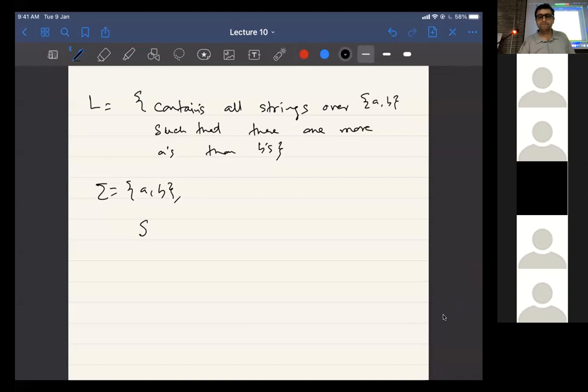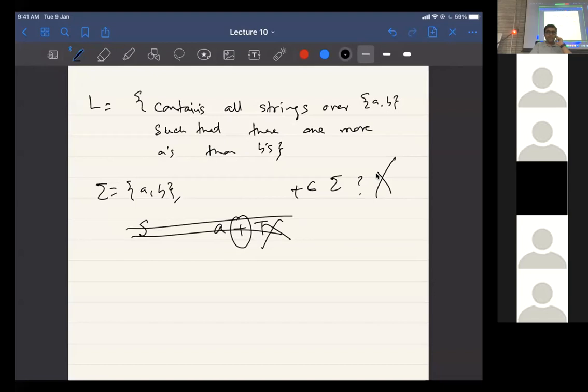Sir, can we put A plus T instead of AT? A plus T. What is A plus T? What is this plus? Sir, I added this just to show that there are more A's. T can be anything, meaning B can be empty. Does our language L contain plus in any way? Does this plus belong to our sigma? Oh, sir. So then how can we have A plus? Yeah, sir, I'm wrong. Yeah, it cannot, right? So we need to come up with rules.